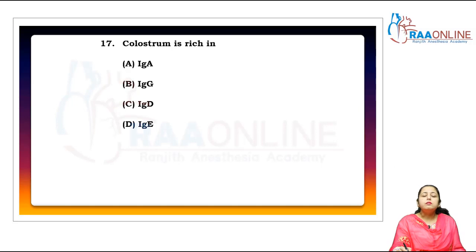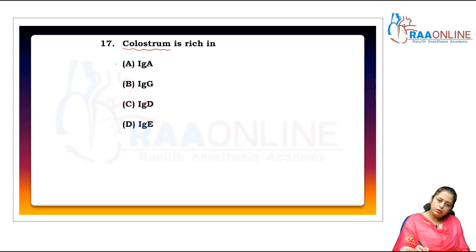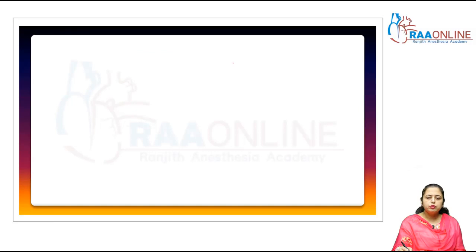Come to the next. Colostrum is rich in IgA. We already studied that IgA is present in maximum amount in the secretions of the body, right? So what is colostrum? That is the first milk after the birth, after the parturition, secreted by the mother's mammary gland. It is yellowish in appearance due to the high concentration of antibodies, and it's very important for the child to produce innate immunity. So IgA is rich in colostrum.